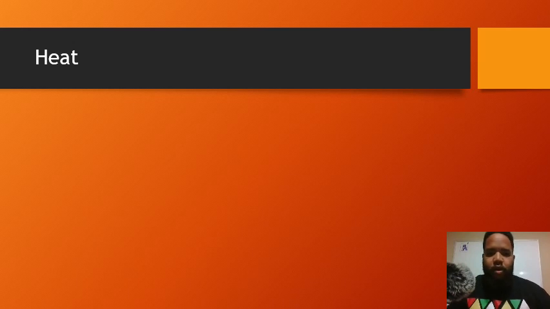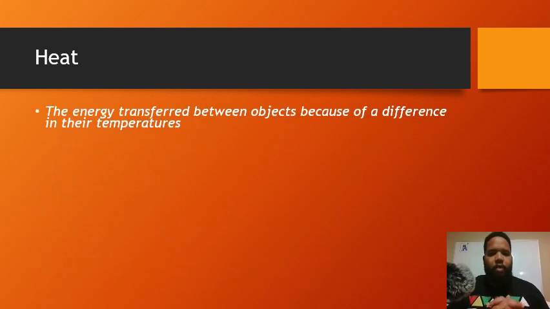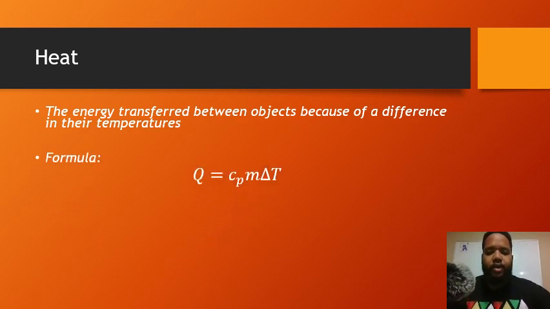So, when we're talking about heat, we are talking about the energy transferred between objects because of a difference in temperatures. We're talking about a formula which is Q equals CPM delta T. Now the Q in this equation stands for heat energy, which will be measured in joules. So if you see something in a problem and the problem is referring to heat and you see joules, that's Q.